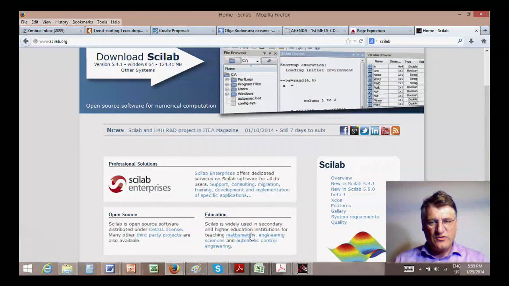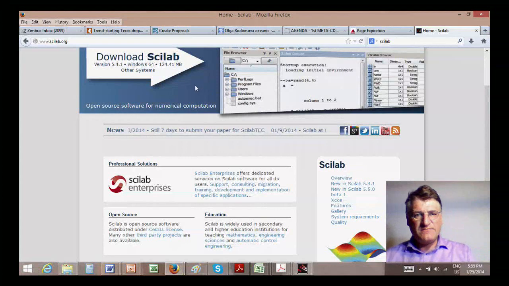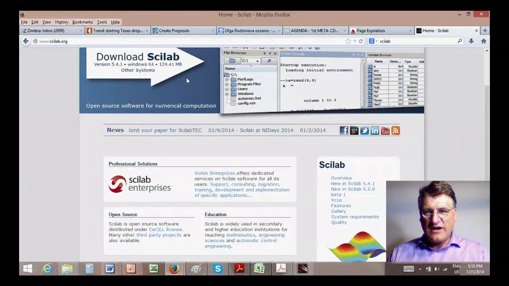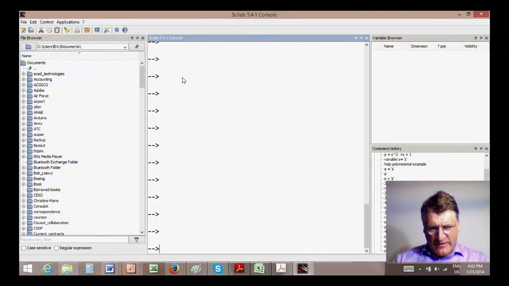It is considered to be a tool for mathematics, engineering sciences, and automatic control engineering. If anything, I am teaching Scilab for the purpose of you having several tools available for you to choose from when time comes for you to make critical choices. So the Scilab environment looks like this. You have the traditional directory environment here, an execution console here, a variable browser, and a command history. The console is where you enter everything we need.